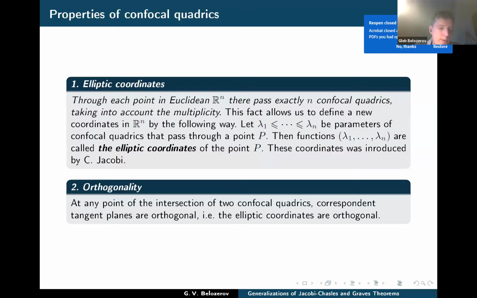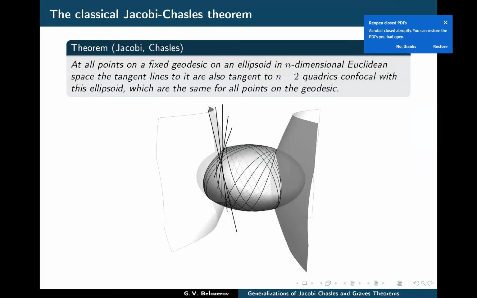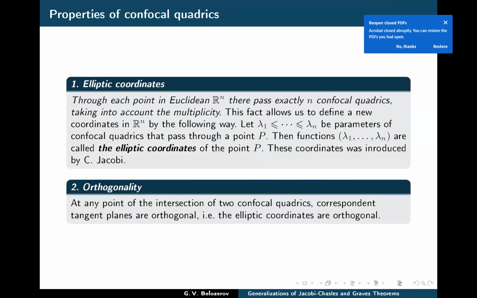And orthogonality. At all points of the intersection of two confocal quadrics, the corresponding tangent planes are orthogonal. That is, the elliptic coordinates are orthogonal also. What do you mean by orthogonal? As vectors in, so if we consider these coordinates as vectors in R^n? Yes, if you consider these coordinates as vectors in R^n, yes.